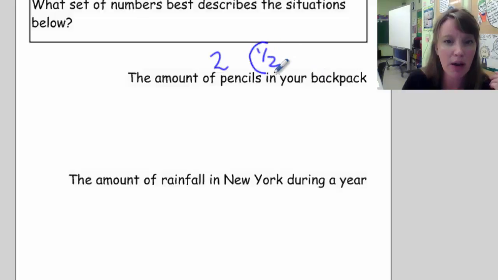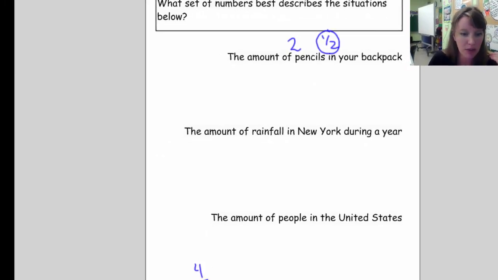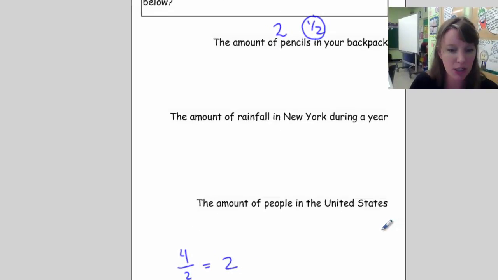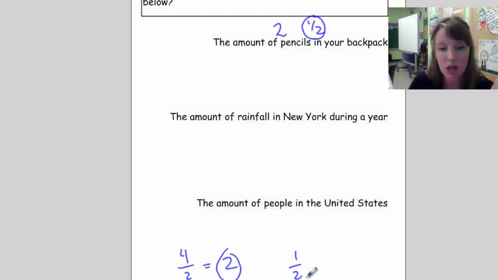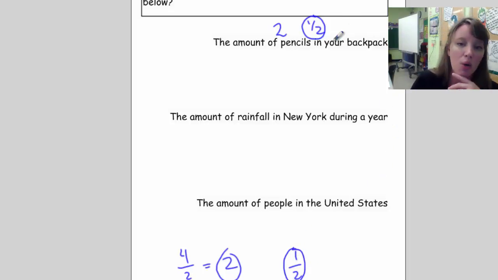Well, as soon as I allow for fractions that aren't reduced to integers, okay, that means there are some fractions like 4/2 that are reduced to integers. So I would just call this an integer. But there are other fractions like 1/2 that are not reducible to integers. So here, this is just a fraction that doesn't reduce to an integer.